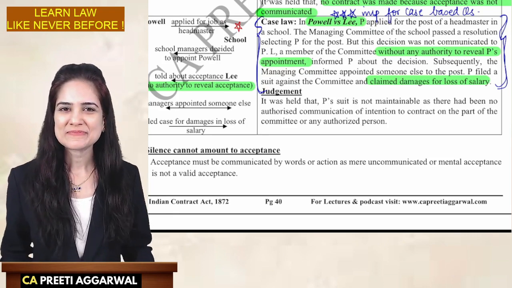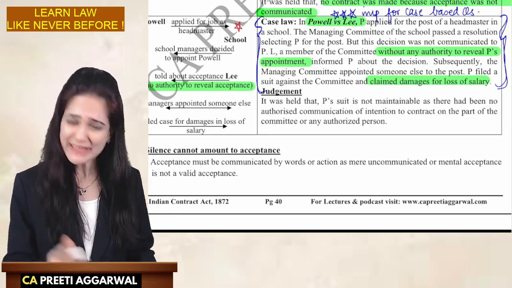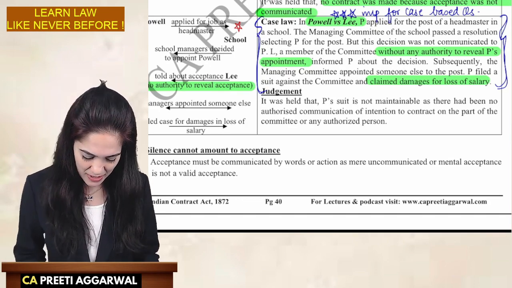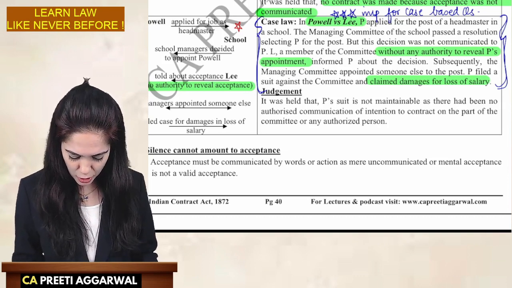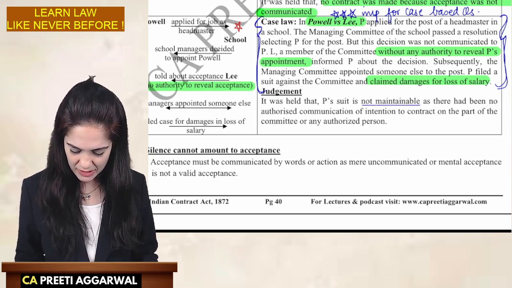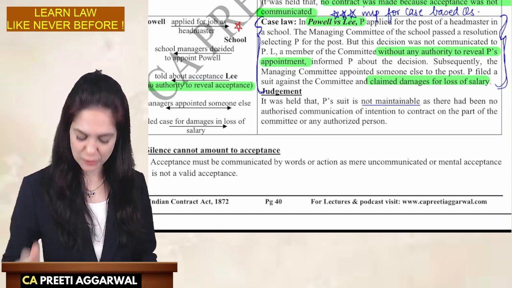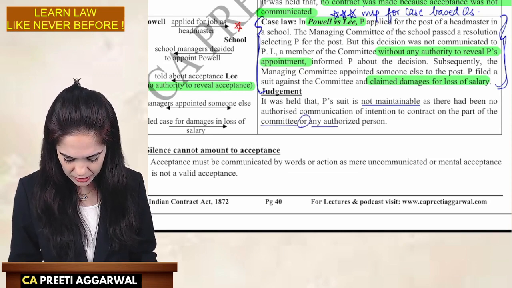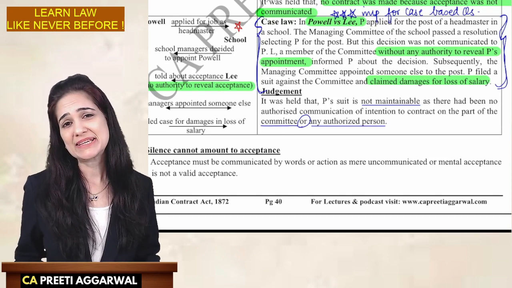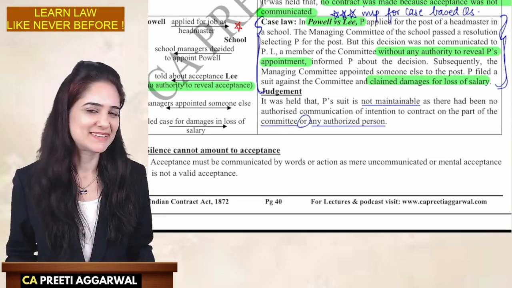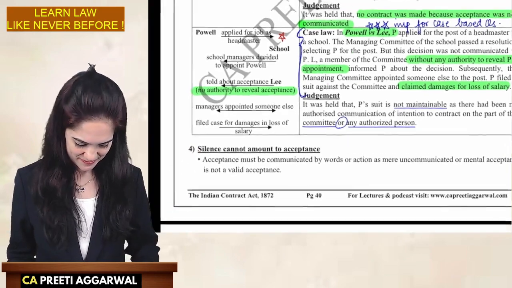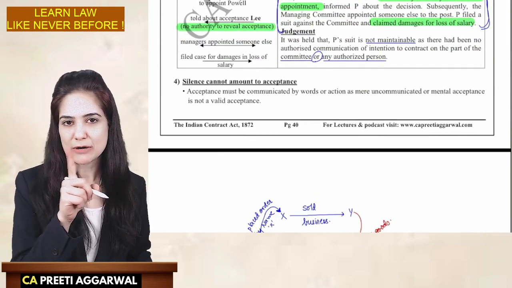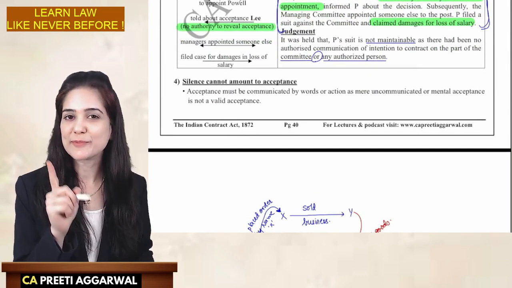Is he entitled? Who won the case? Not Mr. Lee, but the managing committee won the case. P's suit was not maintainable. Not maintainable means it was dismissed. There was no authorized communication of intention on the part of the committee or authorized person. So can I say that acceptance was not validly communicated? This will not be a valid acceptance. Silence does not amount to acceptance. Acceptance must be communicated.